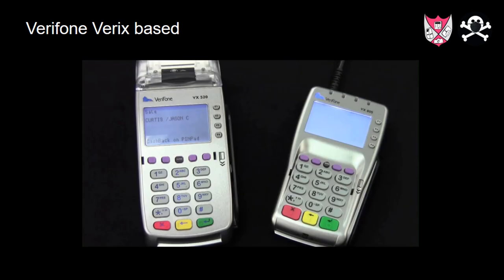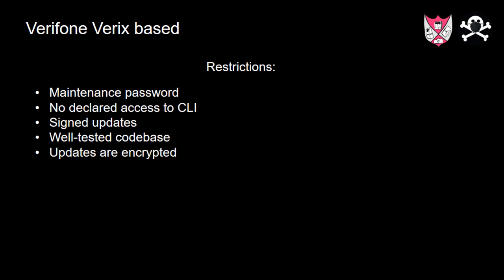The next interesting case is Verix operating system-based terminals. I'm sure all of you have seen these kinds of devices. Please don't be confused by a wide range of models like countertop, portable devices, devices with Bluetooth or with GSM modules. Every vulnerability you find in one device will work on every other Verix operating system-based device because they all have the same code base. As with the previous devices, Verix-based pin pads have the same measures like a maintenance password, no command line interface, updates that are signed and encrypted, and they should have a well-tested and strong code base.